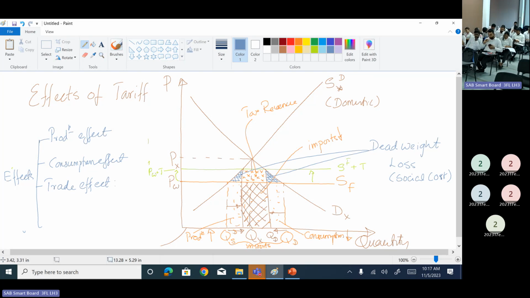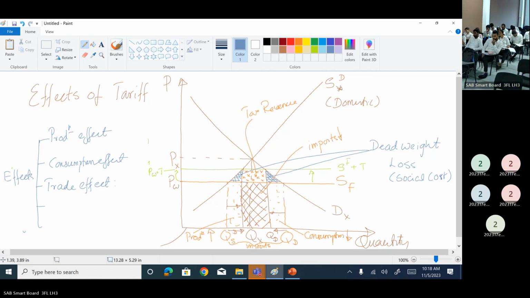And the trade effect. What is the trade effect? Imports. Earlier imports were this whole area, right? After the tariff, what happens? So this is the imports. Trade effect: imports decline, right?